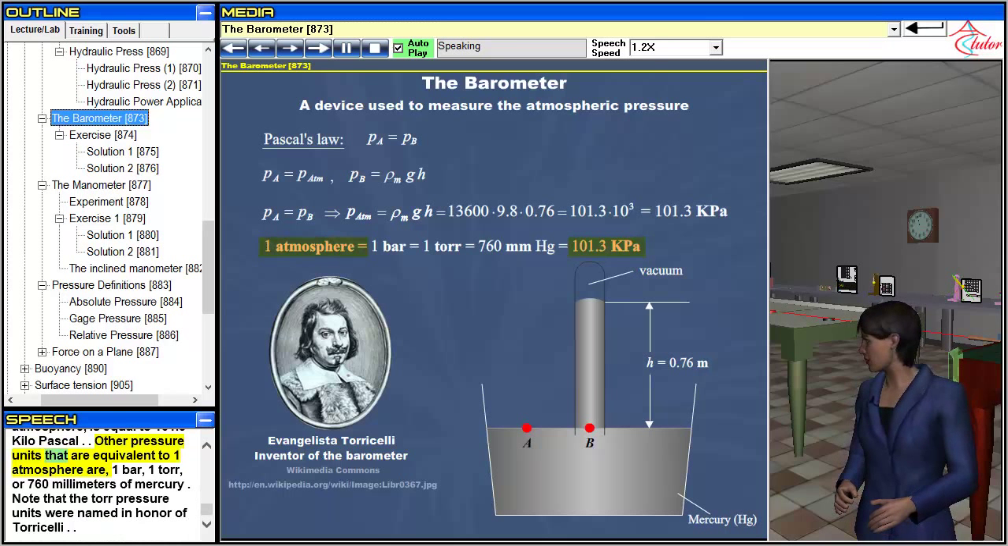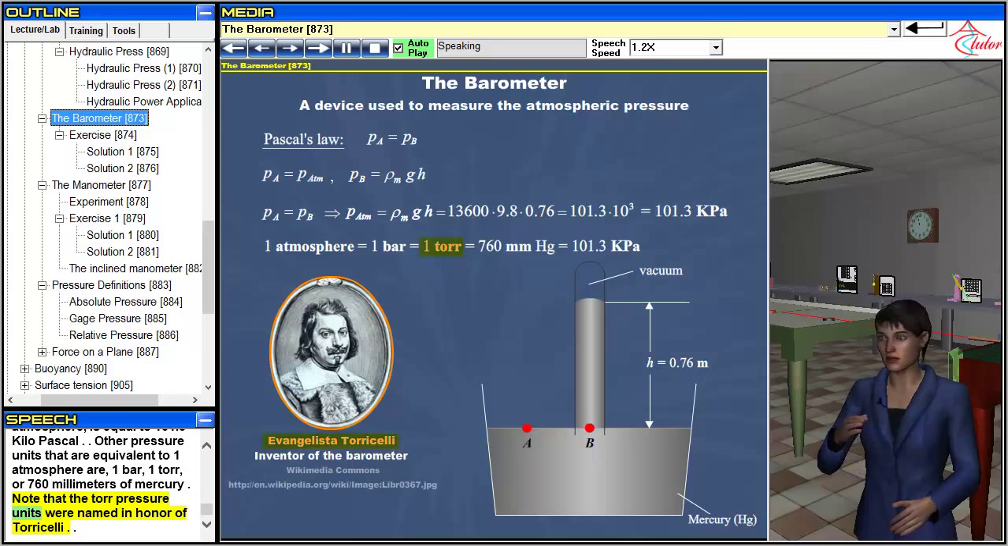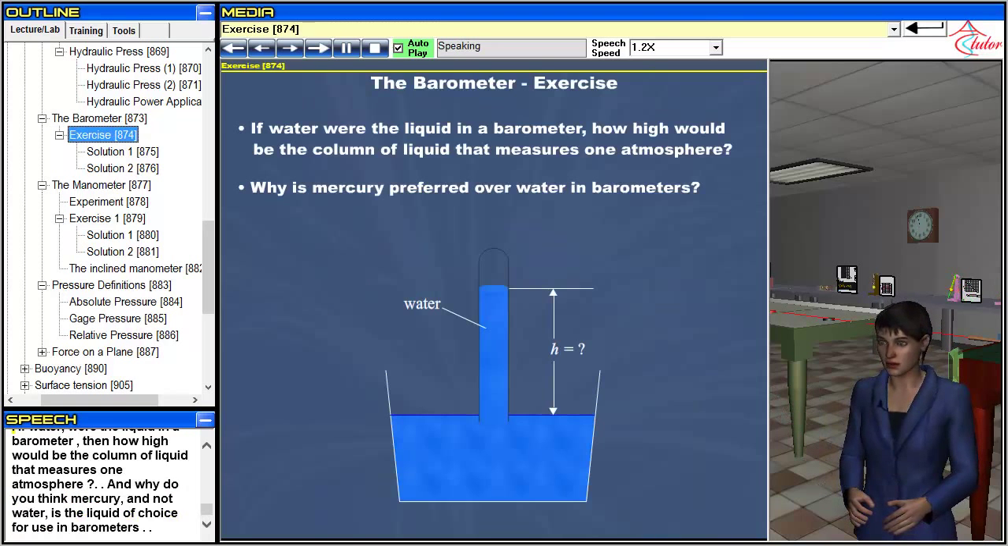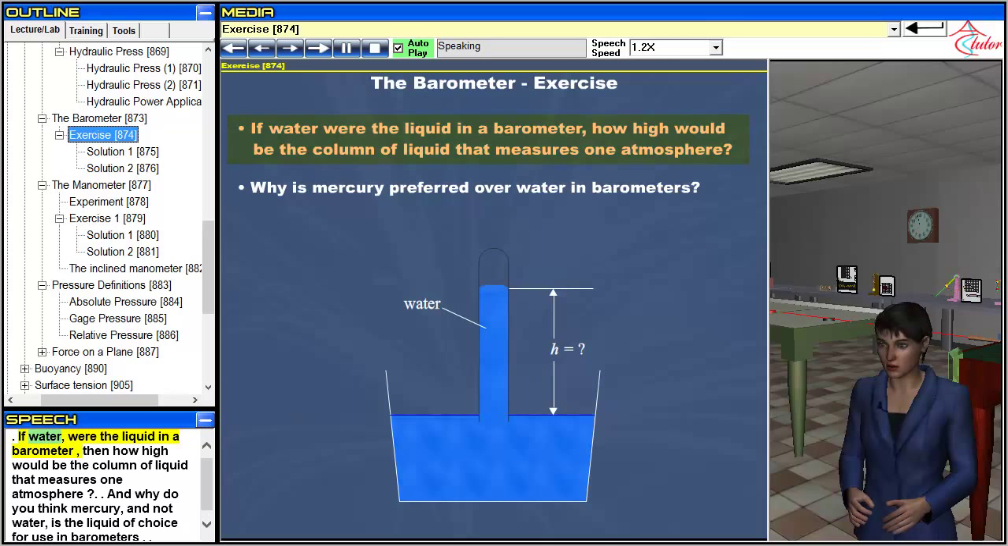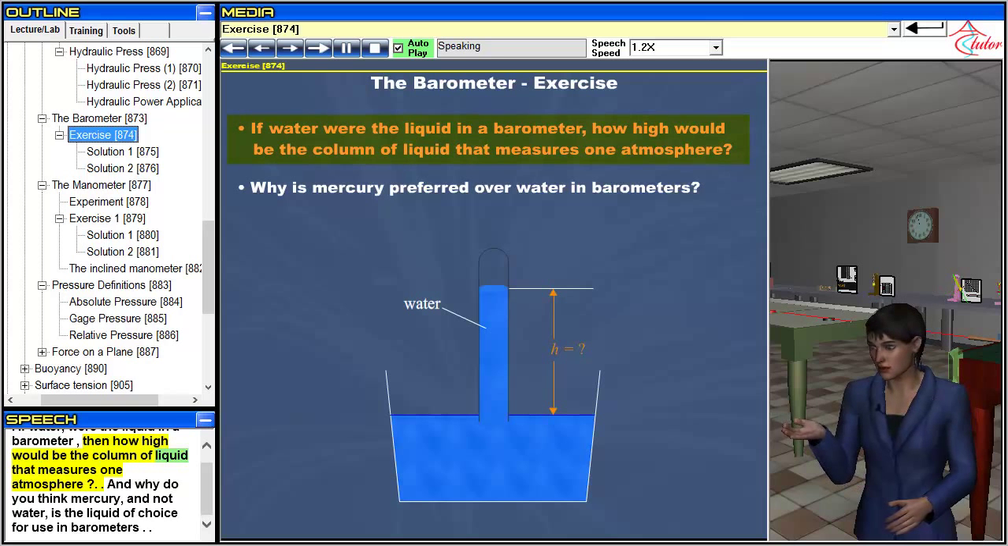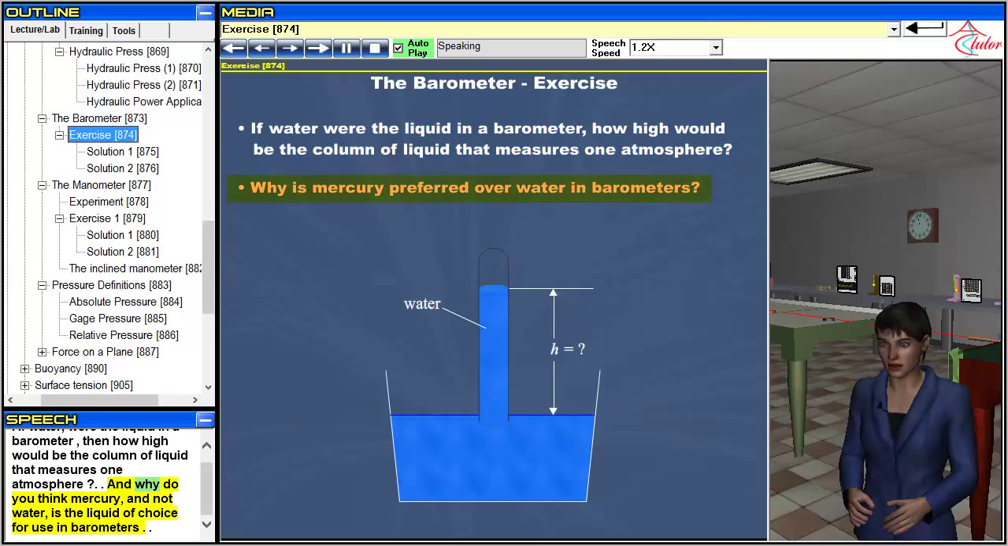Other pressure units that are equivalent to 1 atmosphere are 1 bar, 1 torr, or 760 mm of mercury. Note that the torr pressure units were named in honor of Torricelli. If water were the liquid in a barometer, then how high would be the column of liquid that measures 1 atmosphere? And why do you think mercury, and not water, is the liquid of choice for use in barometers?